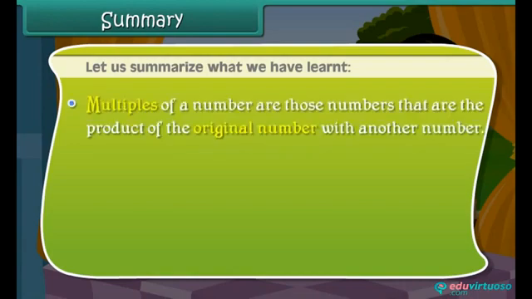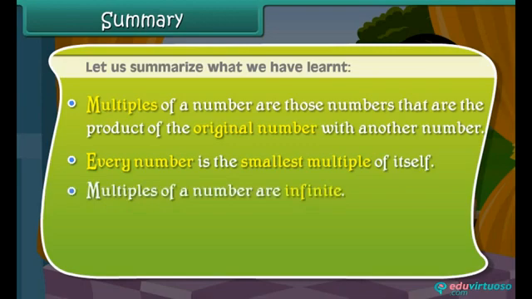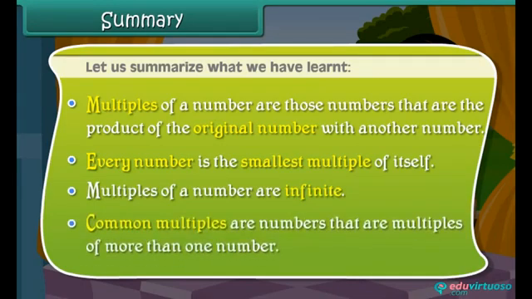Multiples of a number are those numbers that are the product of the original number with another number. Every number is the smallest multiple of itself. Multiples of a number are infinite. Common multiples are numbers that are multiples of more than one number.